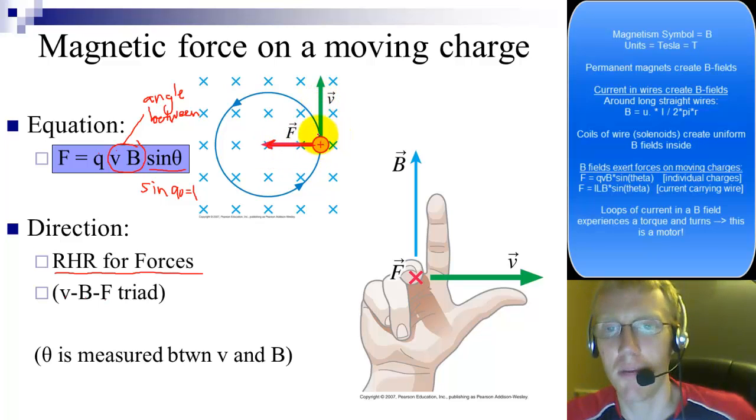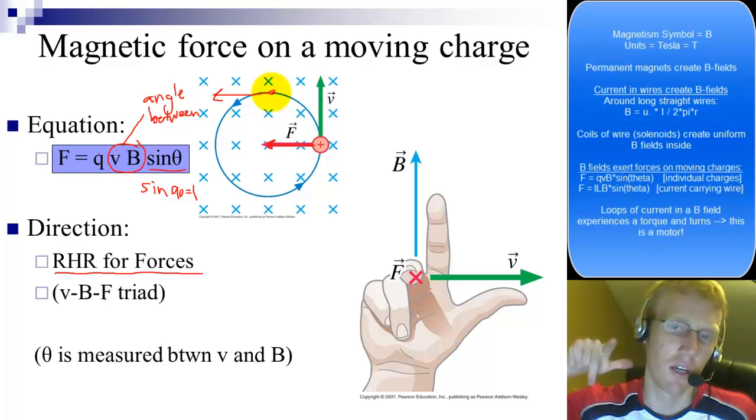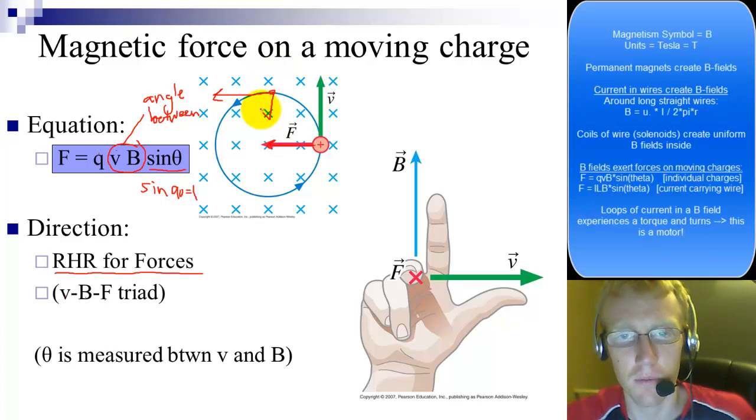As the particle bends around, though, maybe now it's up here. Now its velocity is this way. So if you do the right-hand rule with its velocity this way, magnetic field in the page, now the force is downward, which is going to, again, bend it around this way.